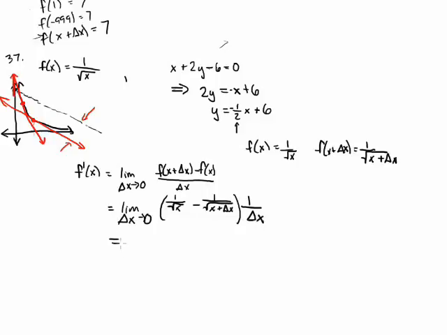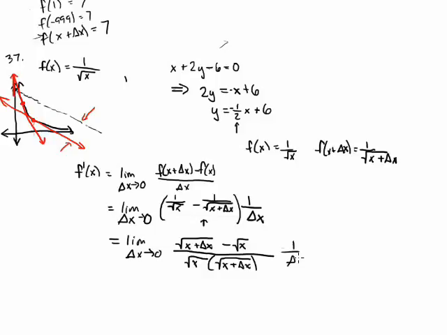So next thing that we'll do is let's combine these fractions together. So this is equal to the limit as delta x goes to 0 of square root of x plus delta x minus the square root of x, divided by square root of x times square root of x plus delta x. And this is still times 1 over the delta x that's on the outside that I just carry down. And we do that by multiplying the top and bottom by the square root of x plus delta x in the first fraction, and the top and bottom by square root of x in the next fraction.